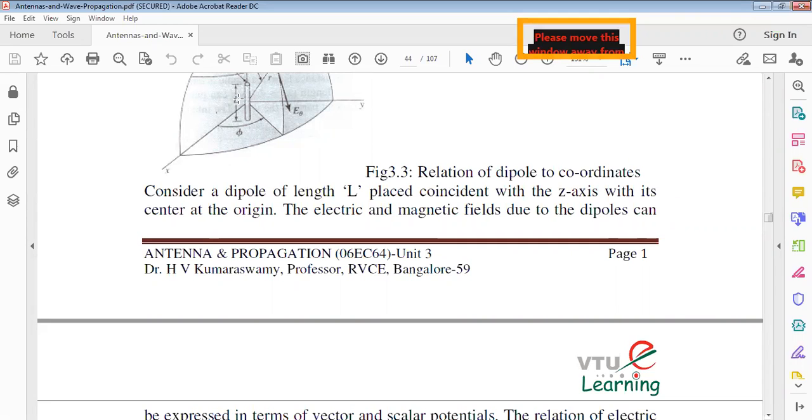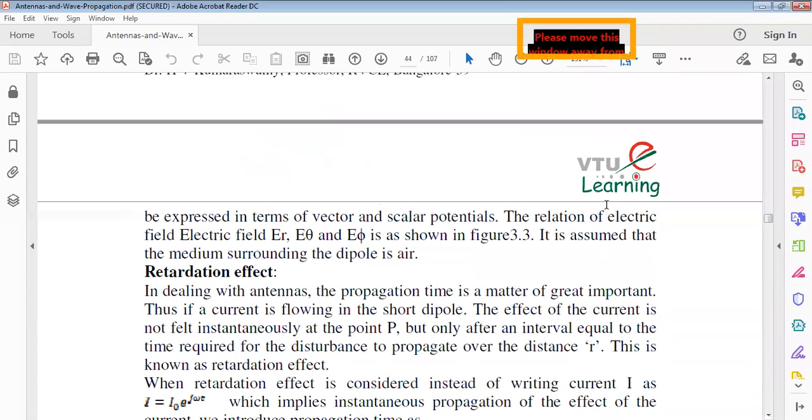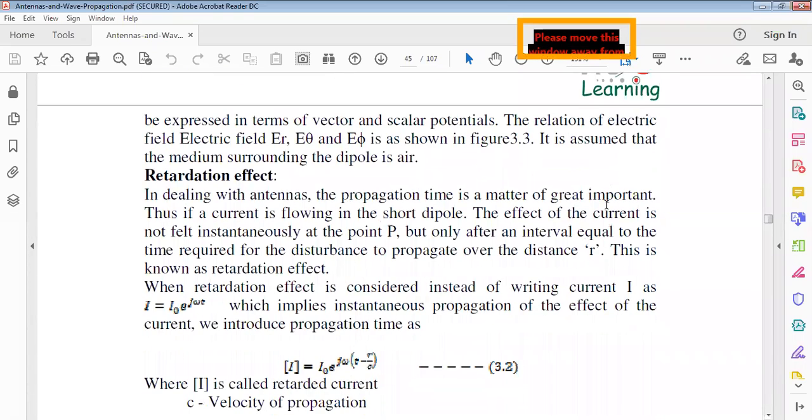While integrating, or while calculating the different parameters of that antenna, we have to consider it like this. Consider a dipole of length L placed coincident with the Z axis with its center at the origin. Then the electric and magnetic fields of the dipole can be expressed in terms of vector and scalar potentials. From that figure we have to define what the vector and scalar potentials are.